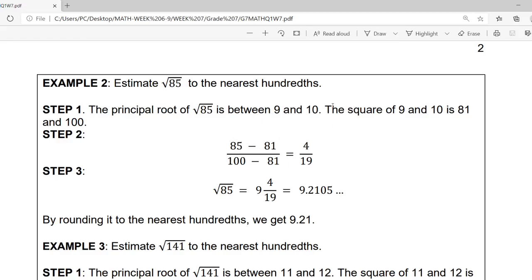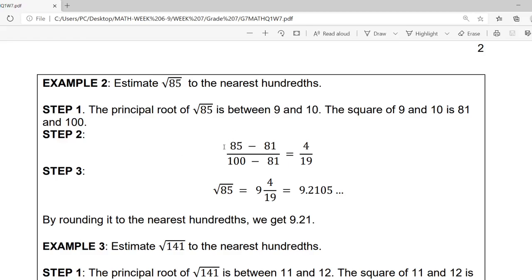By the way, the square of 9 is 81, the square of 10 is 100. These are the perfect square numbers. So therefore 85 is in between 81 and 100.